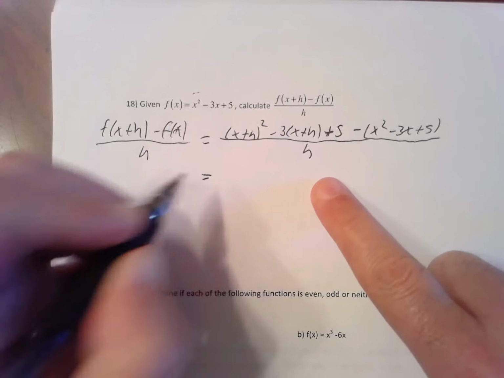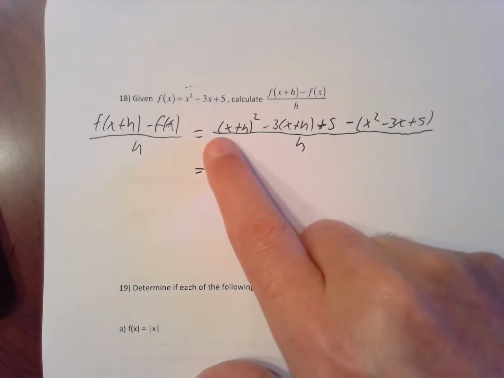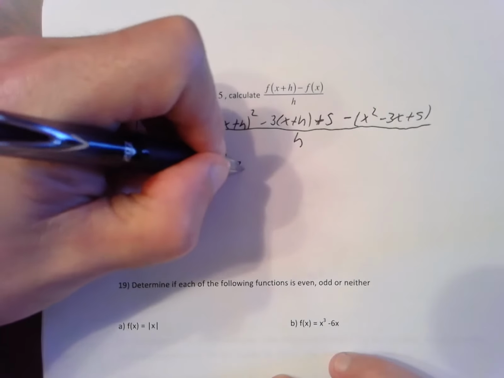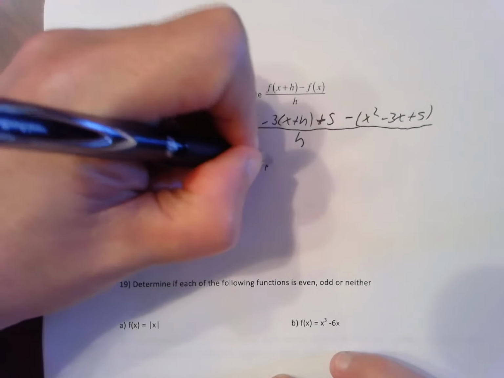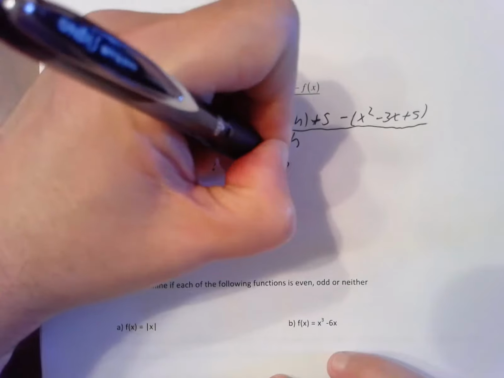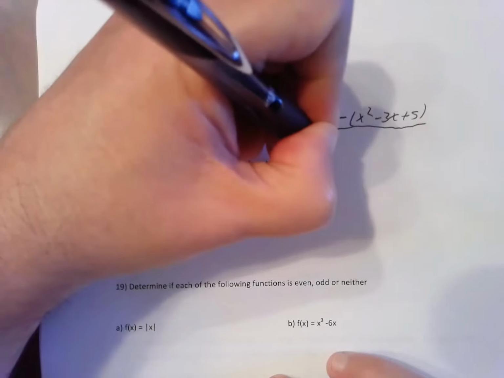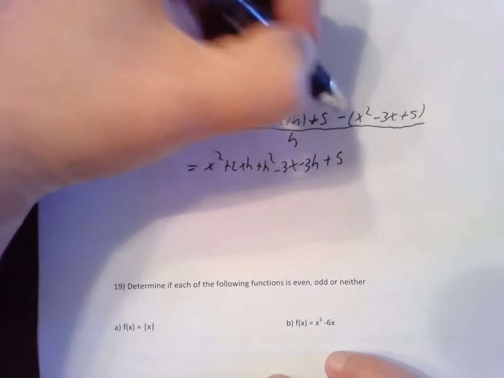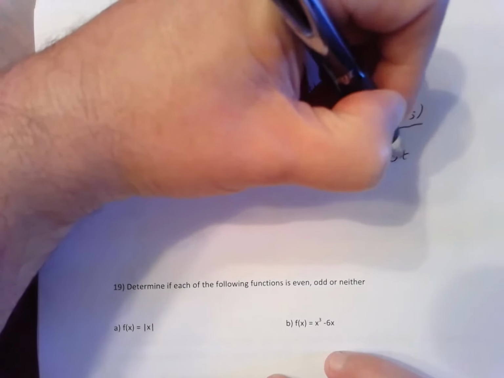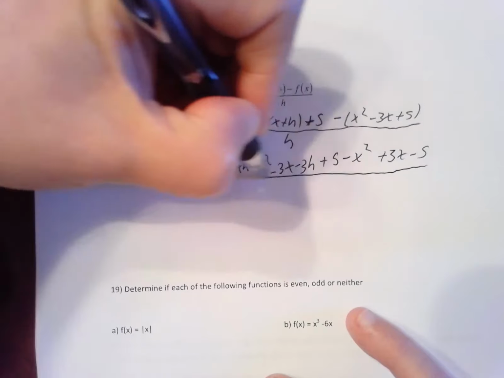Okay, if you've done even 1 or 2 of these, you know that that x plus h squared is going to become x squared plus 2xh plus h squared. And now just do all your distributing. Minus 3x minus 3h plus 5. Distribute that minus. Minus x squared plus 3x minus 5 all over h.